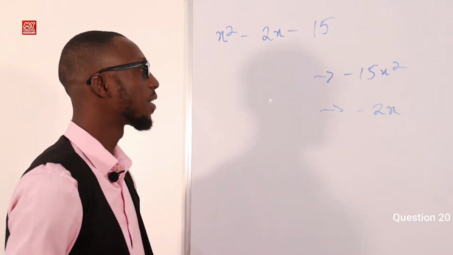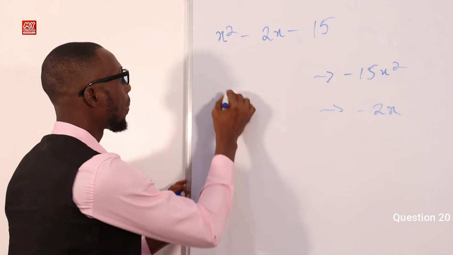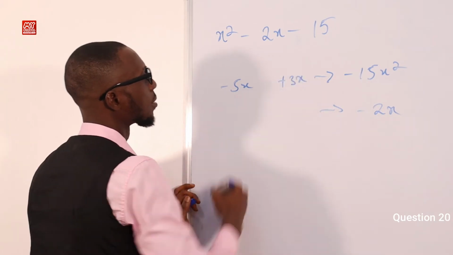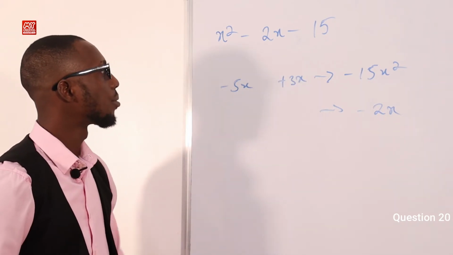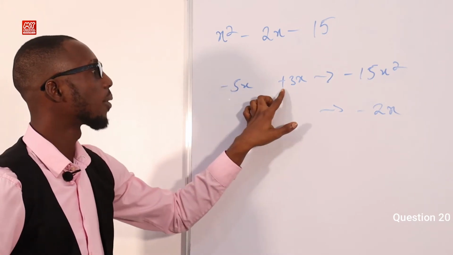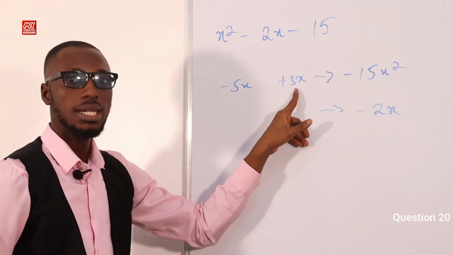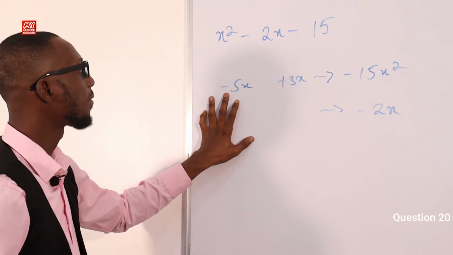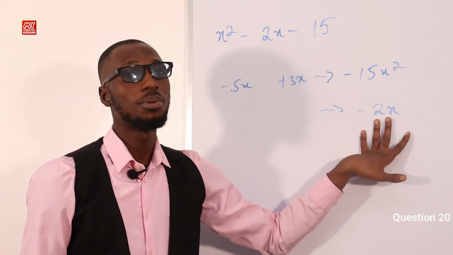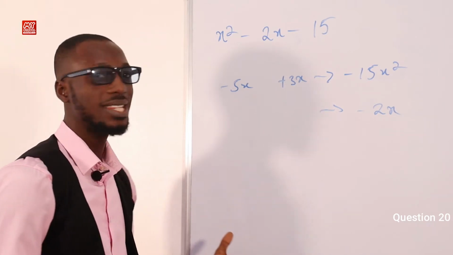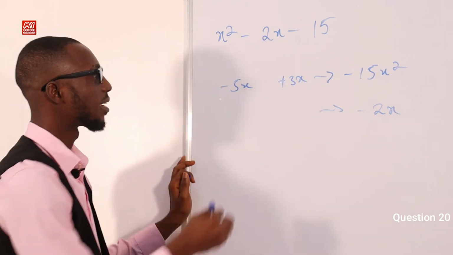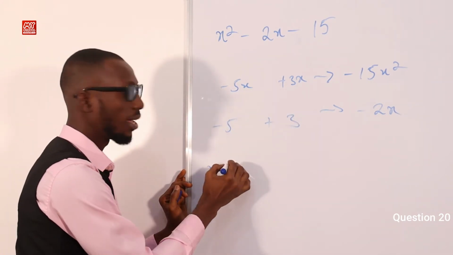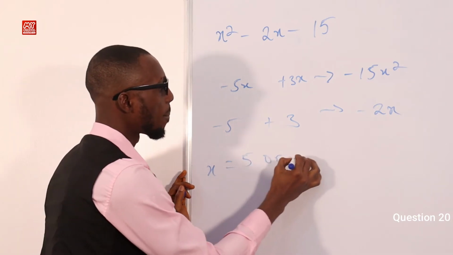I can tell you confidently that those factors are minus 5x and plus 3x. If you look at it, minus times plus is minus, 5 times 3 is 15, x times x is x squared. So minus 5x plus 3x gives you minus 2x. Let's just save our time, we are writing JAMB exam. So the factors are minus 5 and plus 3, so x equals 5 or minus 3.